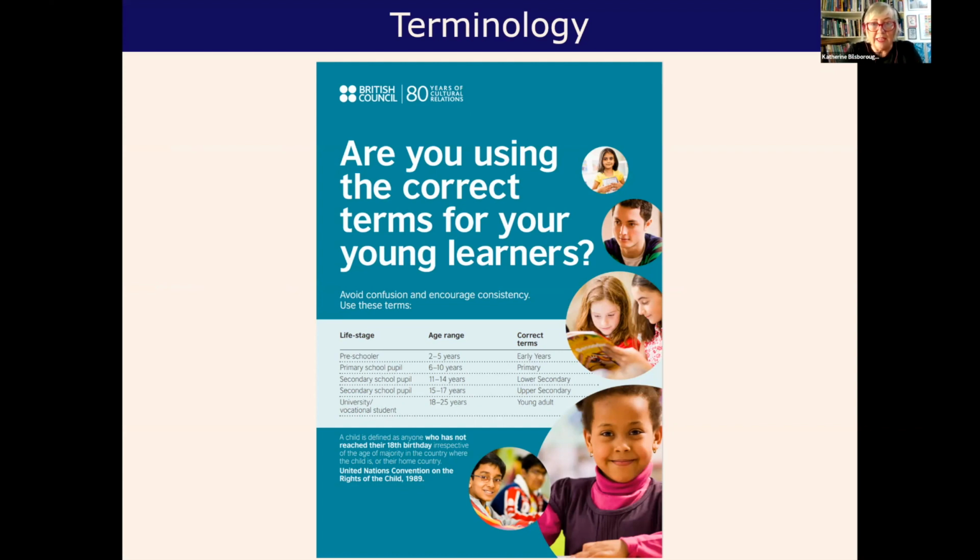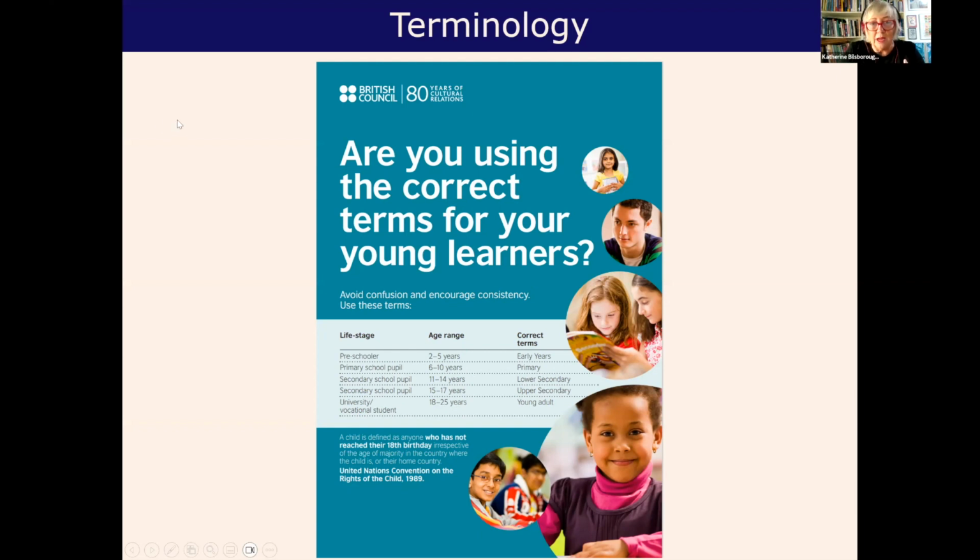So if you look very briefly at the table there, it shows the life stage, which of course is very important in terms of young learners. So preschoolers, the age range is 2 to 5, and the correct term that we should be using is early years. So if you see an advert saying early years materials writer needed, you'll know that this will refer to materials for 2 to 5-year-olds. And obviously that will have an impact on the kind of materials that we will be creating.